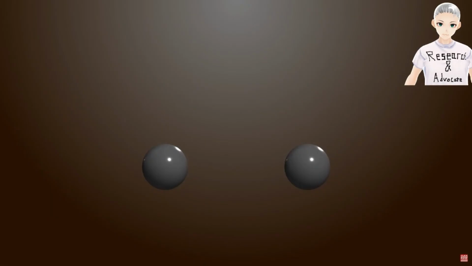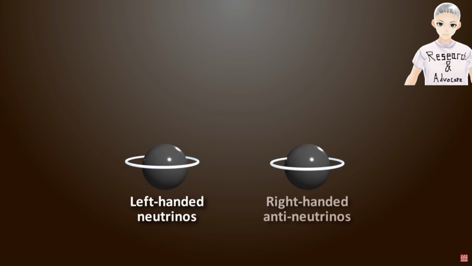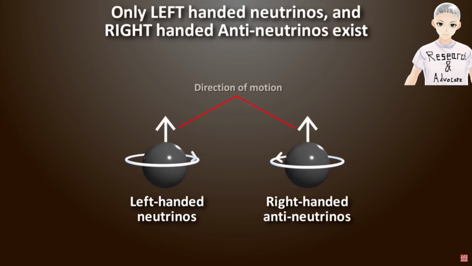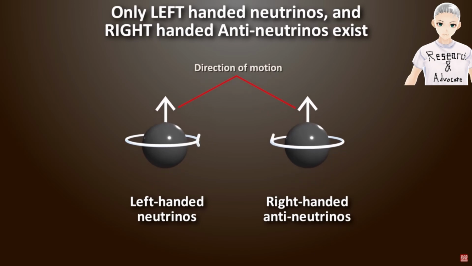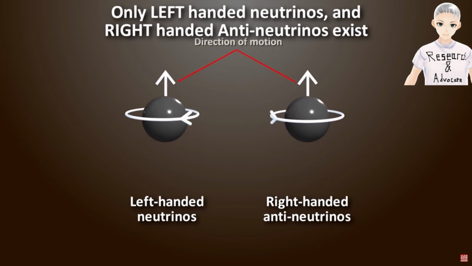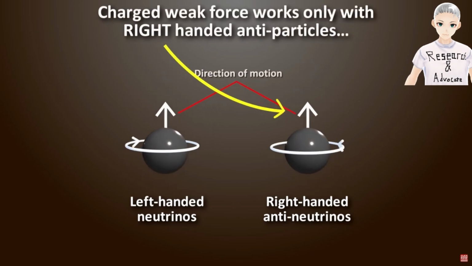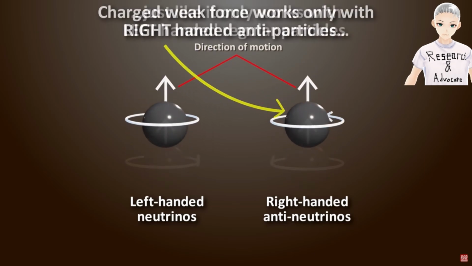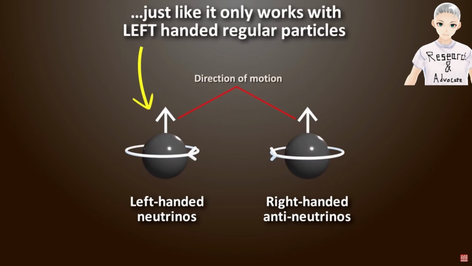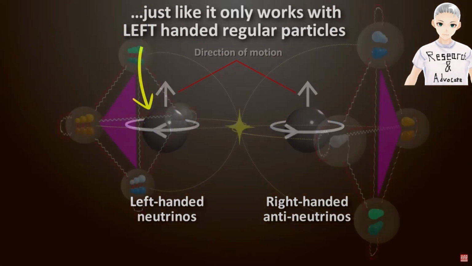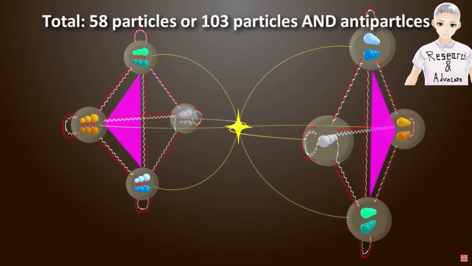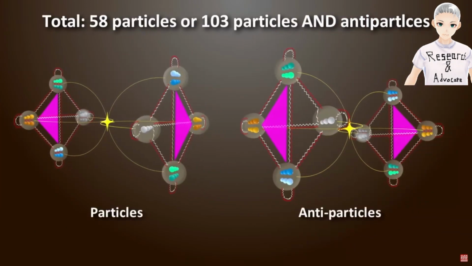Handedness also changes. So for example, antiparticles of left-handed particles are right-handed. This means that while only left-handed neutrinos exist, only right-handed antineutrinos exist. So the charged weak force only works with right-handed antiparticles, just like it does with left-handed regular particles. To account for antimatter, we would have to add 45 antimatter particles, increasing the total count to 103.